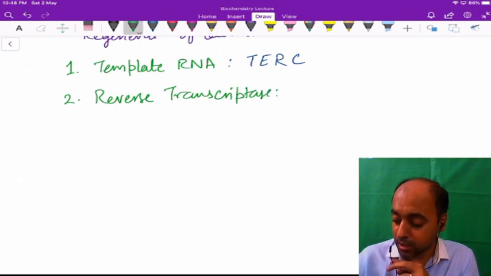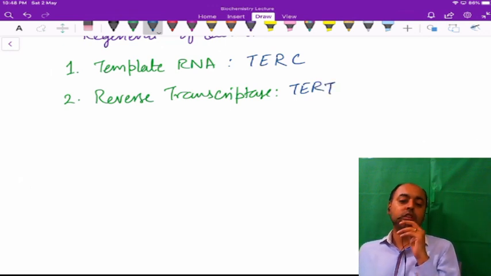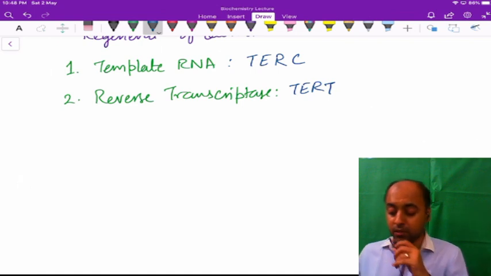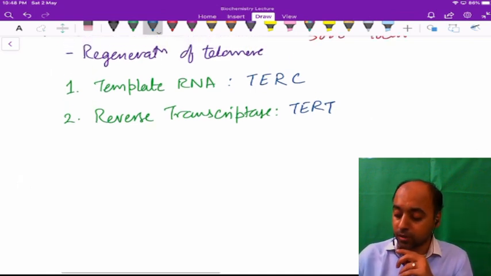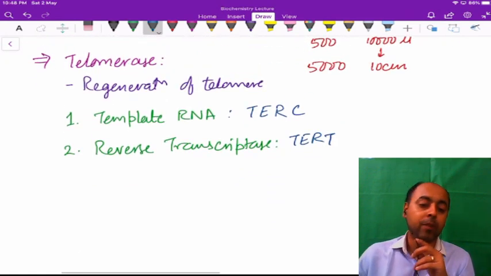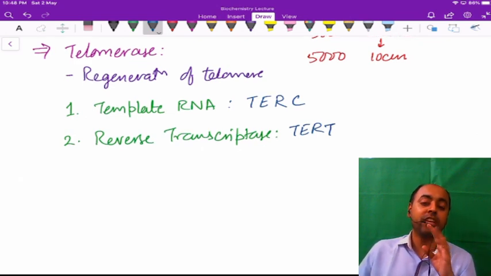Because it is present in the telomerase, we call it the telomerase reverse transcriptase. Obviously, there are a very large number of proteins besides these two, but we are primarily concerned with these two. The template RNA or TERC is complementary to the telomere sequence, and if you remember, the telomere sequence is very specific. It is a self-complementary repeating segment.